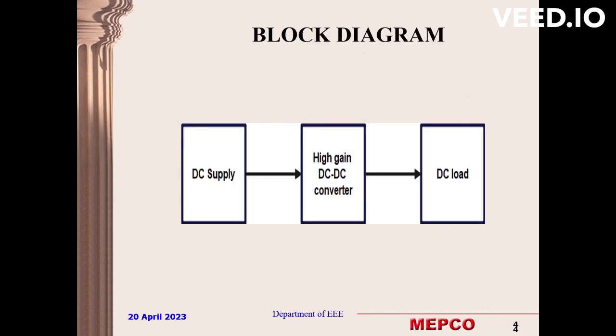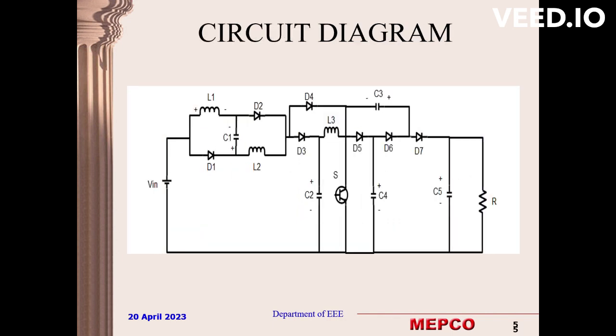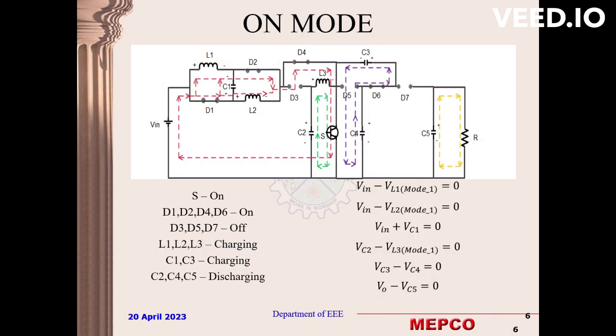This is the block diagram of our converter. It shows a DC supply, high gain DC-DC converter and a DC load. This is the circuit diagram. This is the on mode diagram. In this mode, the switch is on and the diodes D1, D2, D4, D6 are on and other diodes are off, and the inductors L1, L2, L3 charge and the capacitors C1, C3 charge and other capacitors discharge.